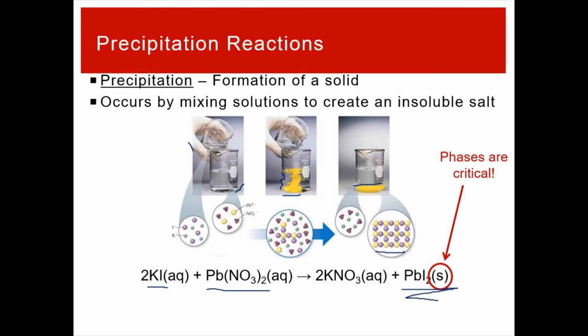One thing to note, a precipitation reaction is all about forming a solid. If you want to communicate that, you're going to need to include phases. With combustion reactions, we could get away with dropping our solids. You can't here. You need to show that solid to show what happened. What was the precipitate? What is the solid that formed? It's lead(II) iodide in this case.